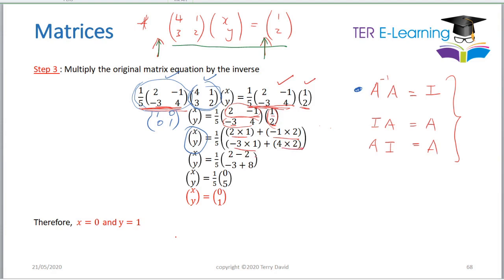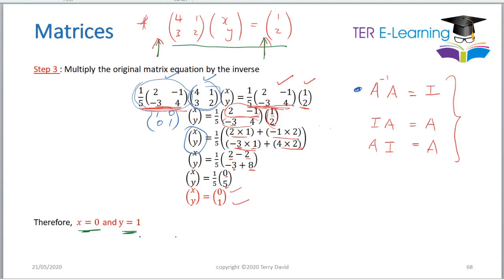So all we're doing here is simplifying. It's only looking complicated, but it's not. 2 multiplied by 1 gives me 2, and then minus 1 by 2 gives me minus 2. The bottom piece will be minus 3 multiplied by 1, which is minus 3, and then 4 by 2 gives me 8. So 2 minus 2 gives me 0, and minus 3 plus 8 gives me 5. Now we have a scalar multiplication to do: 1/5 multiplied by 0, 5. 1/5 by 0 gives me 0, and 1/5 by 5 gives me 1. So the solution to this question is x is equal to 0 and y is equal to 1.